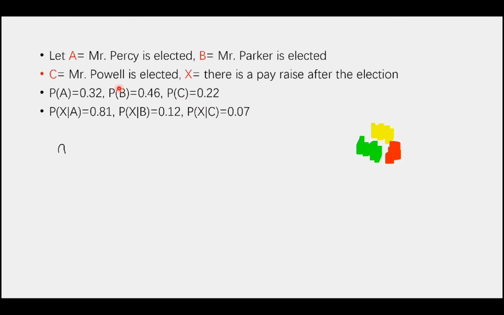So this data is what we already know, that A equals Mr. President elected, B is Parker, C is Powell, and X, we consider that there is a pay raise after the election. So the probability of A is 0.32, for B 0.46, for C 0.22. And this data is because we just assume that A has happened, which means that Mr. President is elected. So what is the probability of X? As shown in the table, it is 0.81. And for B and C, it is also like this.